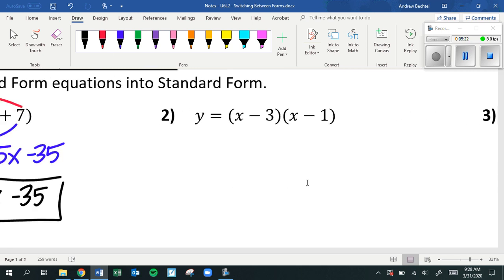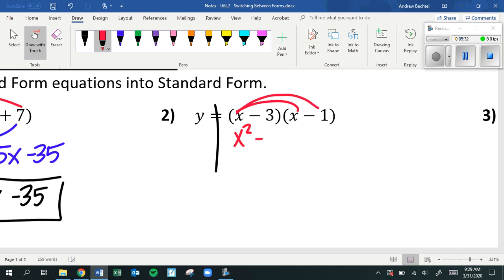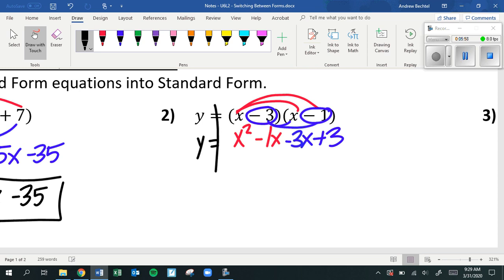Let's look at one more example. Again, we don't care about the y on the left, we're just focusing on these two parentheses. X times x gives us x squared. X times negative 1 is negative 1x. Negative 3 times x is a negative 3x. Negative 3 times negative 1 gives us a positive 3. Make sure you're multiplying those number terms when you are multiplying these binomials. A lot of people still want to add or subtract those.